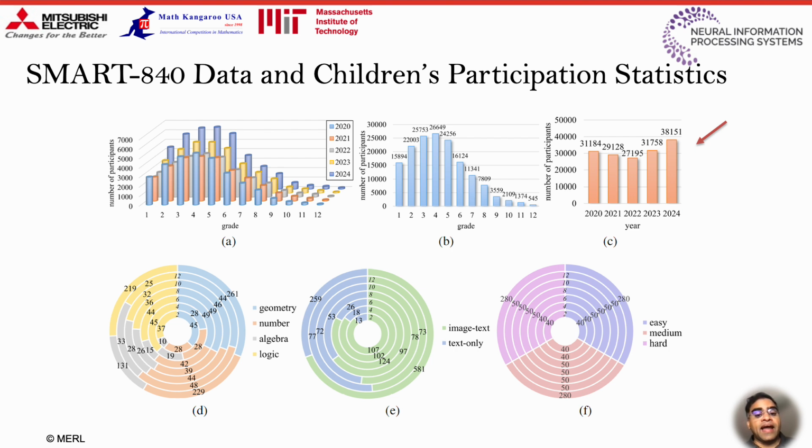In the plots D, E, and F, we show the distribution of the various types of puzzles in the dataset. For example, the dataset consists of 4 categories of problems: geometry, number, algebra, and logic. And as we can see, the distribution is almost even across the 4 categories. Further, some of the problems are text only while many others are image text, and we can see roughly 80 to 20% distribution of the puzzles between image text and text only. Each of the problems in the Math Kangaroo Olympiad is categorized into 3 difficulty categories: easy, medium, and hard, and these are equally distributed as shown in figure F.